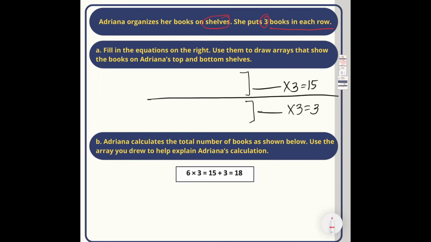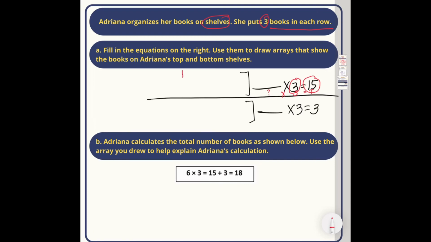Okay, it says here, fill in the equations on the right. Use them to draw arrays that show the books on Adriana's top and bottom shelves. As you can see, boys and girls, we have the number of groups we don't know, but then we know how many books are there, so that's our size, and we also have our total. So this one is pretty easy if you visualize it, okay? It says 3, that means 3 books in each row, and we need to have 15.